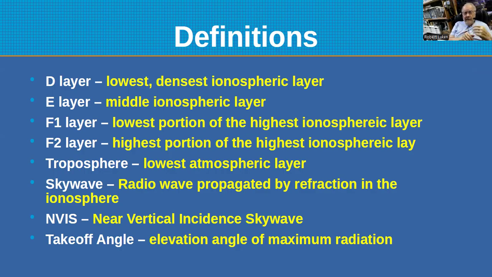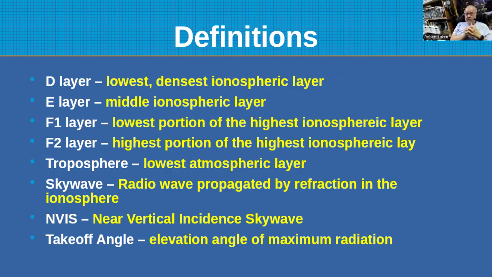And then as we get up to the F layer, it splits in the daytime into what we call F1 and F2. F1 being the lower layer, F2 being the very top. And during the evening, the F1 layer is pretty much absorbed and shrinks back into the F2 layer. So at night, there's just one F layer, and it's not as active as it is in the daytime.